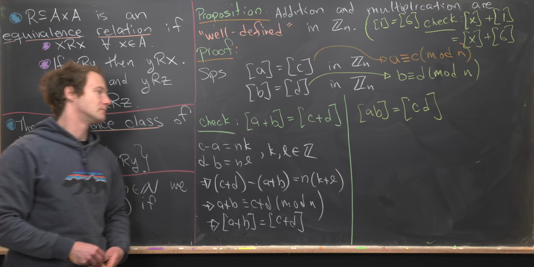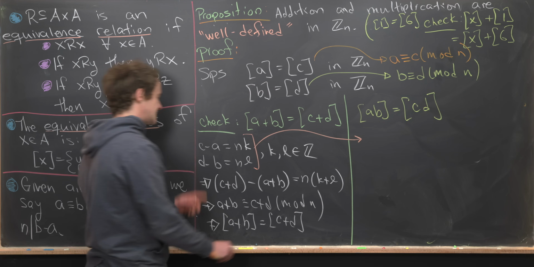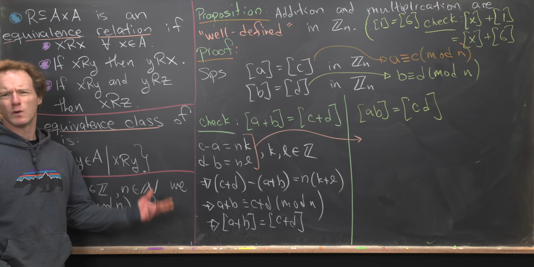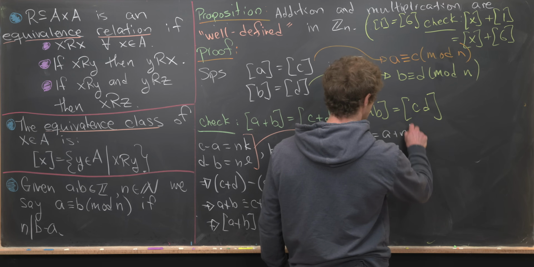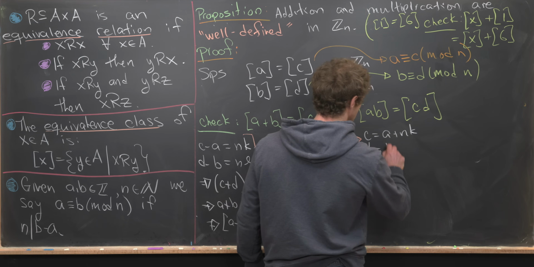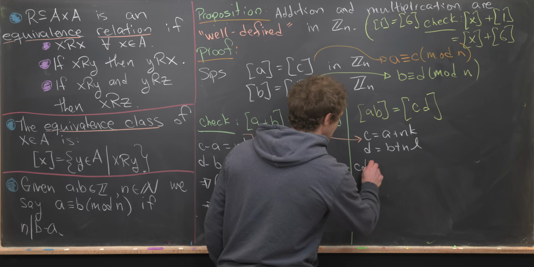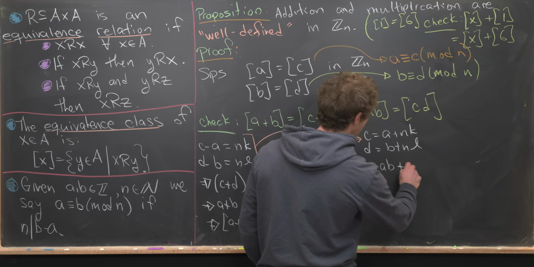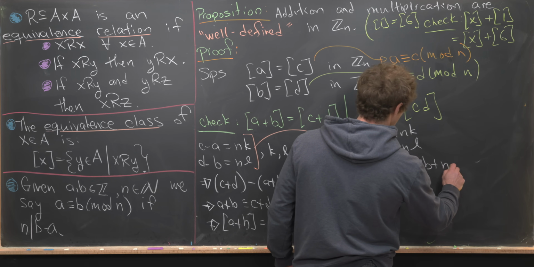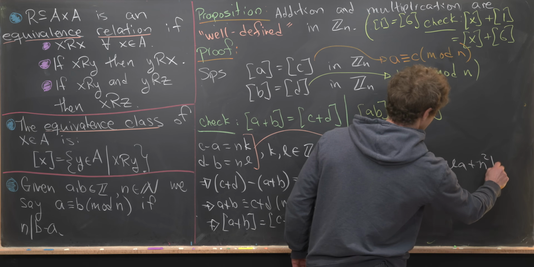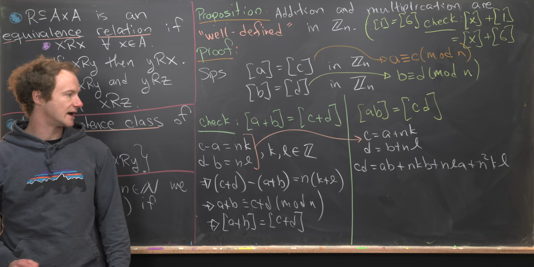So next we want to check that multiplication is still okay, and we'll use this expression for C minus A and D minus B, but we'll rewrite it just a tiny bit. I want to write this as C equals A plus NK, and D equals B plus NL. Now I can multiply those two, and I'll get C times D equals A times B plus N times K times B plus N times L times A plus N squared times KL. That's what I get if I FOIL out the right-hand side.